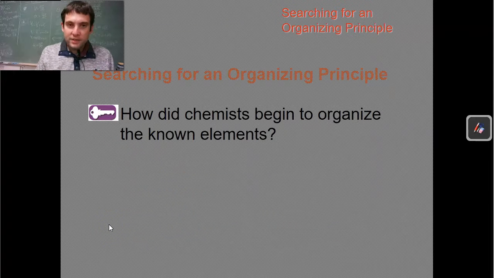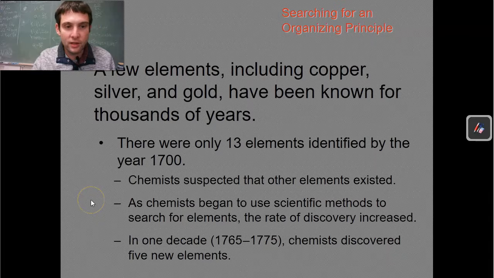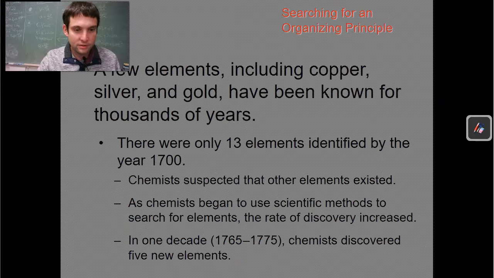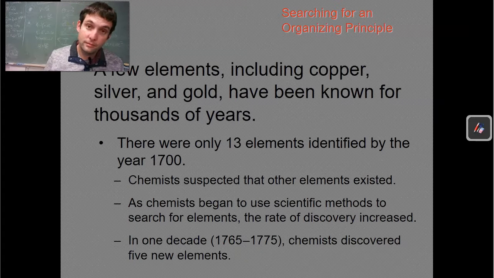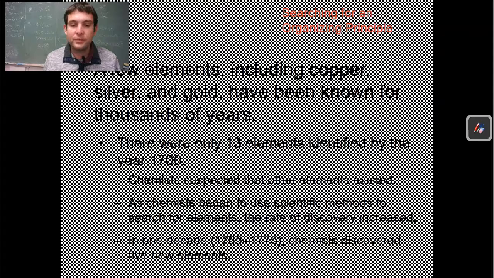By the end of this lesson, you should be able to answer this guiding question. How did chemists begin to organize the known elements? A few elements, including copper, silver, and gold, have been known for thousands of years. There were only 13 known elements identified by the year 1700. Chemists suspected that even more existed.